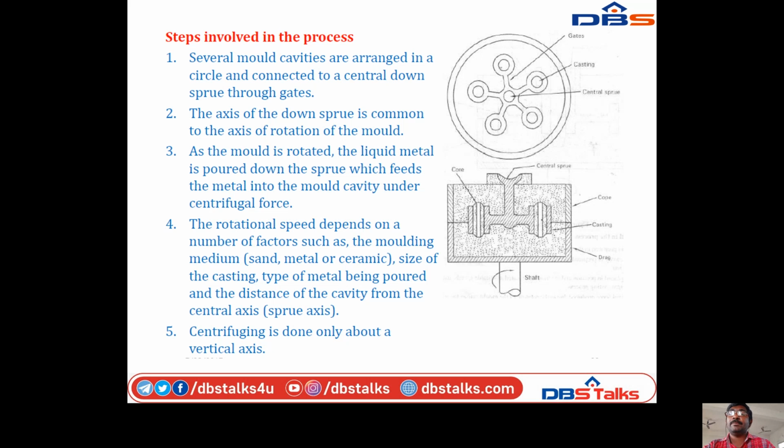The rotational speed depends on a number of factors such as the molding medium, size of the casting, type of metal being poured, and distance of the cavity from the central axis. Centrifuging is done only about the vertical axis.